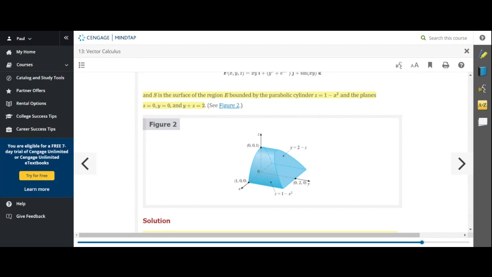Okay, hold on here. I see something in the chat. All right, so let's see here. All right, Ryan, I'm looking at what you're suggesting here. The y is correct. Y goes from the plane y equals 0 to the plane y equals 2 minus z.